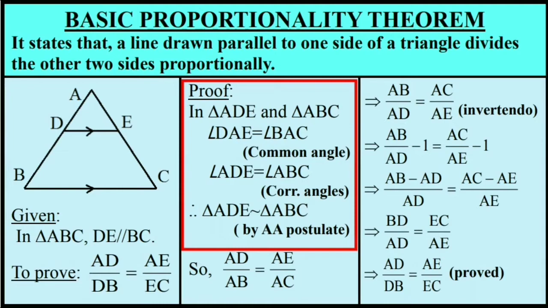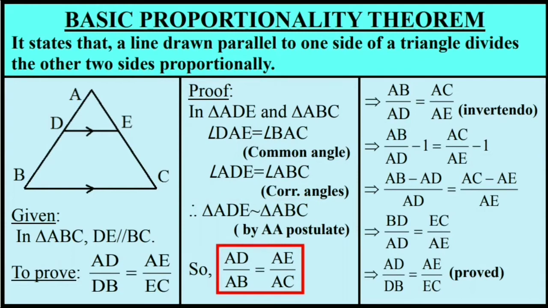I take triangle ADE and triangle ABC. The first statement: angle DAE is equal to angle BAC, their common angle. Angle ADE is equal to angle ABC. Since DE is parallel to BC, corresponding angles are equal. Finally, triangle ADE is similar to triangle ABC by the angle-angle postulate.